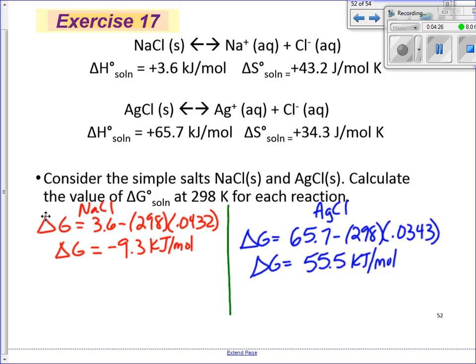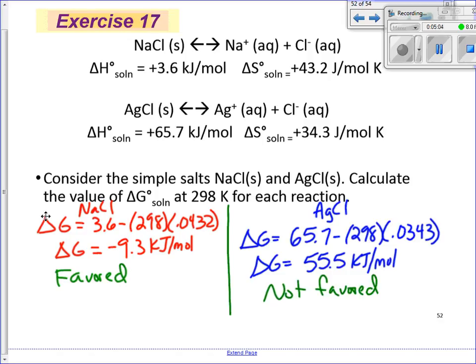Okay, checking your values. This was the basic plug it in and get your answer. Okay, I changed mine to kilojoules. You could have changed yours to joules and then back. So, NaCl comes out negative. So that says what about the NaCl? Spontaneous or thermodynamically favored, whereas the AgCl, silver chloride, is not favored. So this one's favored. This one's not favored.